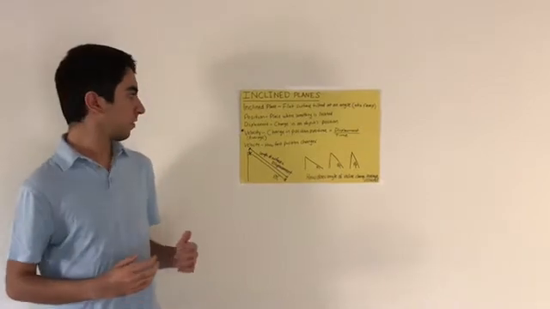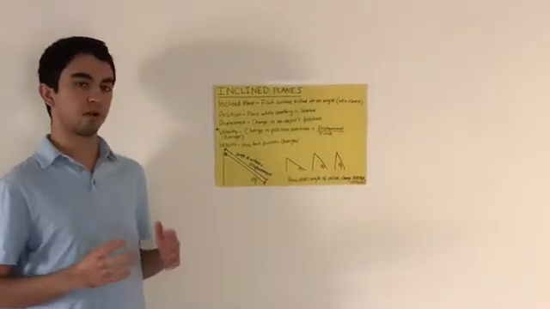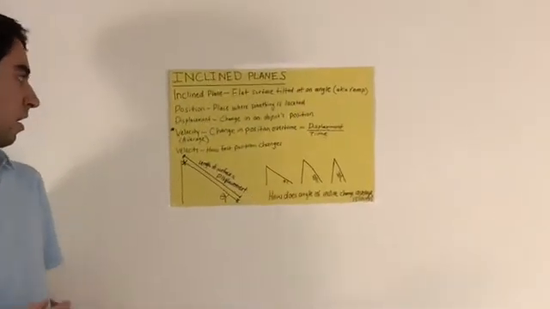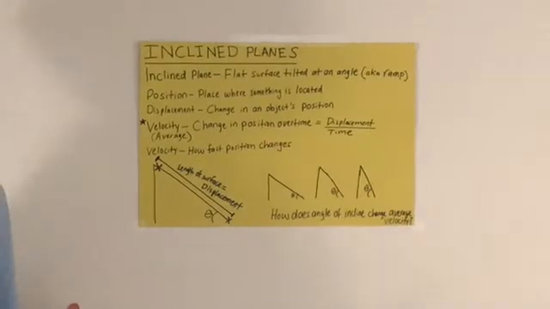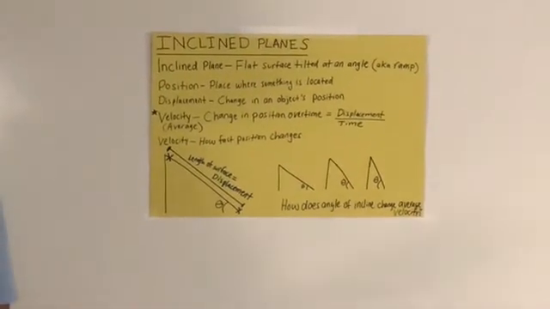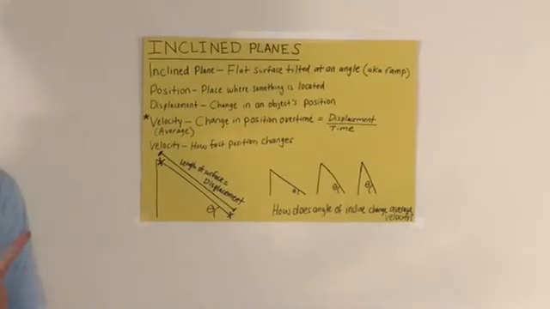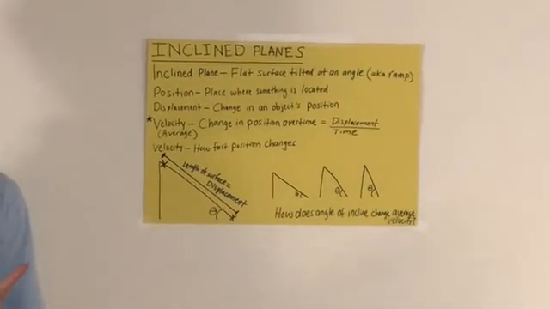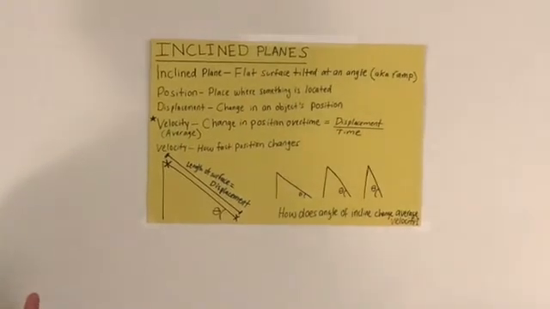First, position. The position is just a place where an object is located. And an object's displacement is just the change in the object's position. So as an object goes from one location to the next, the change in locations, or the change in position, is known as an object's displacement. And this relates to velocity.